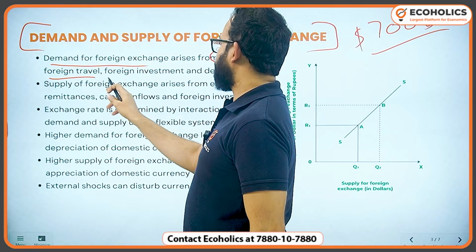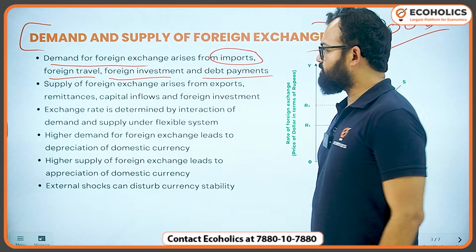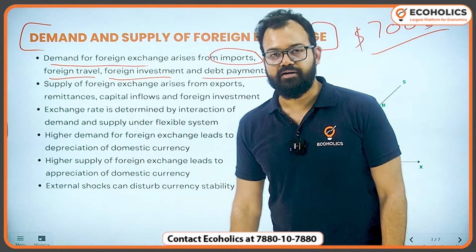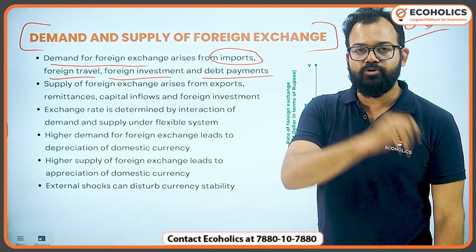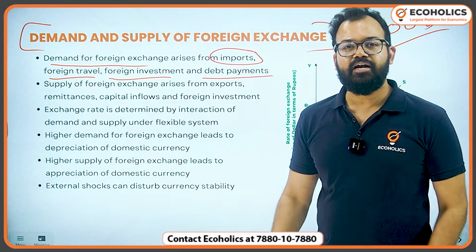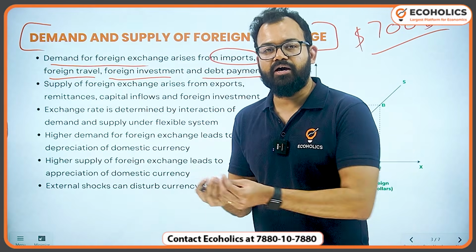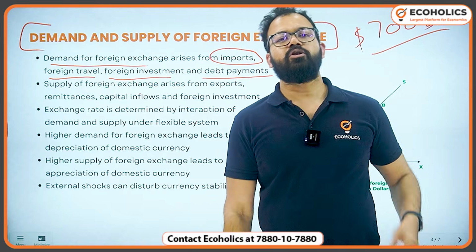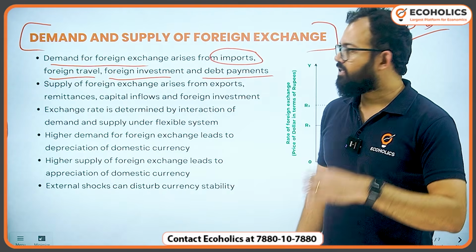Foreign travel, foreign investment, debt repayments. Suppose, for example, Reliance Industries Limited borrows money from US banks, taking Russian oil. If they have to make a debt payment, they will demand dollars from RBI and deposit those dollars into the US bank where they have taken the loan.